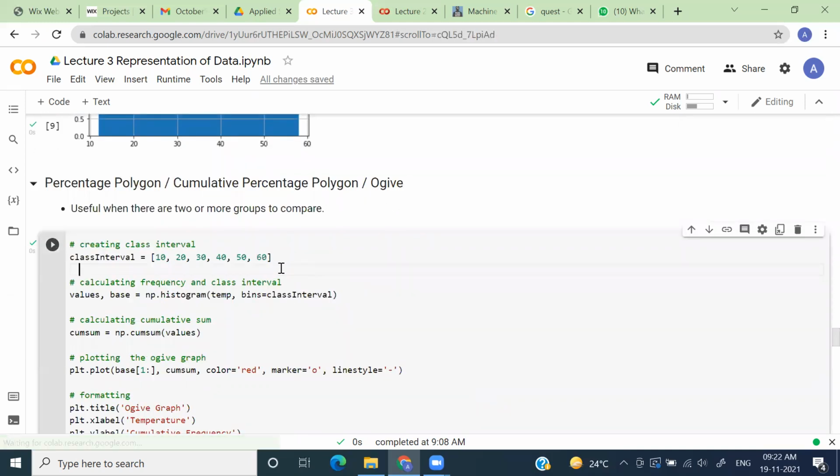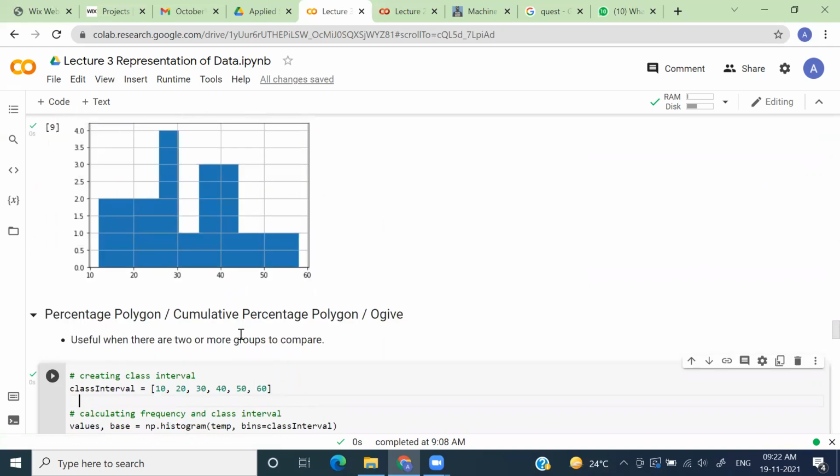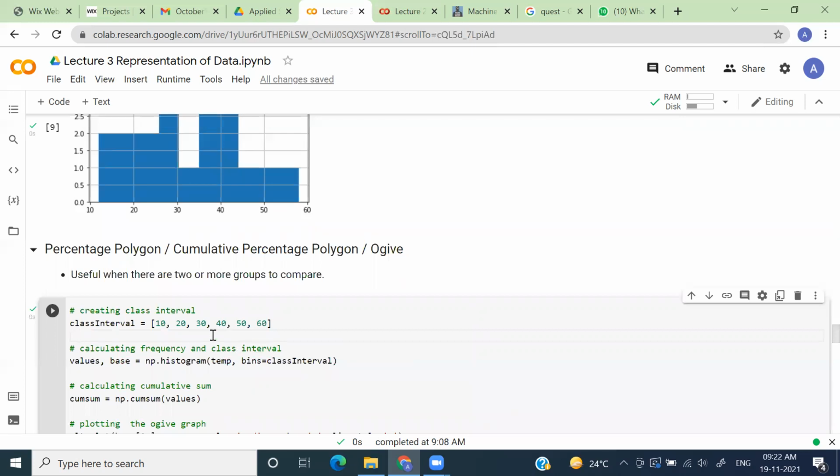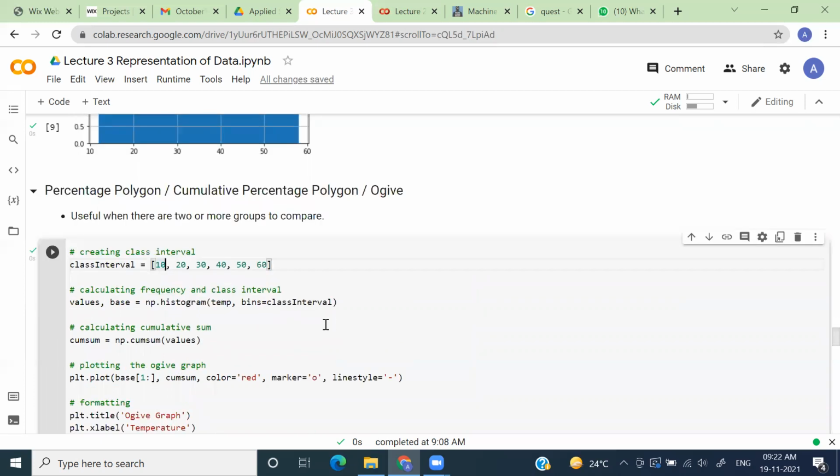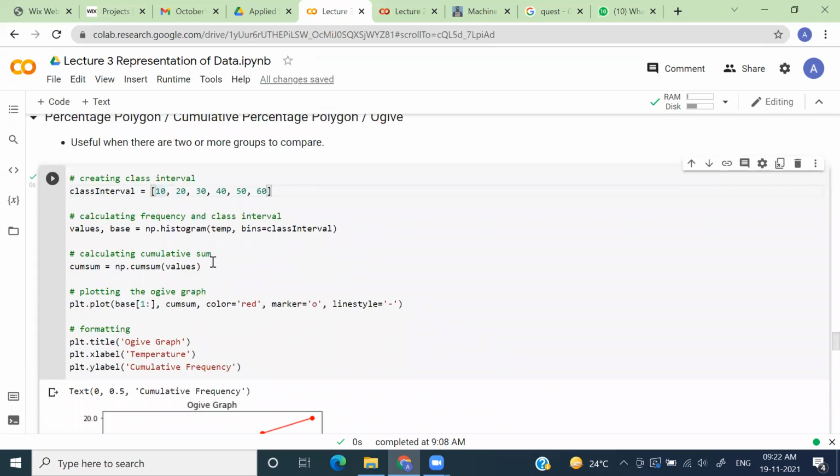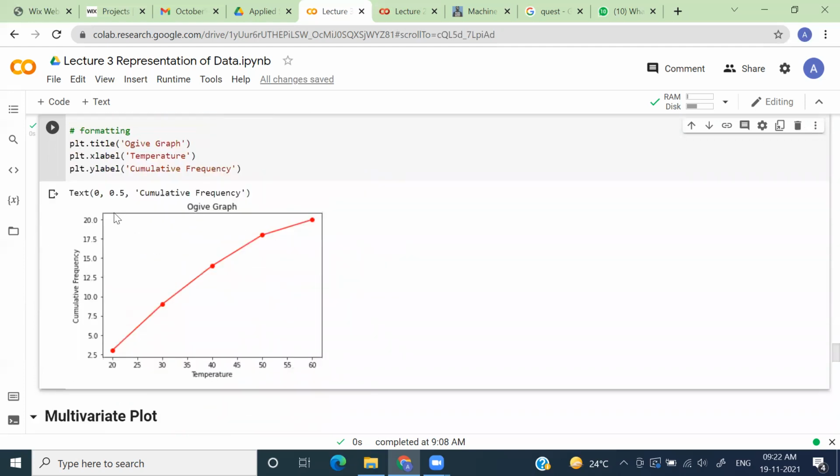So how do we draw an ogive? An ogive is nothing very fancy. It's drawn from a histogram only. Let's say I have class intervals 10, 20, 30, 40, 50, 60. That means I'll have records like 0 to 10, 10 to 20, 20 to 30, 30 to 40, 40 to 50, 50 to 60. But before that, let me show you how the ogive looks.